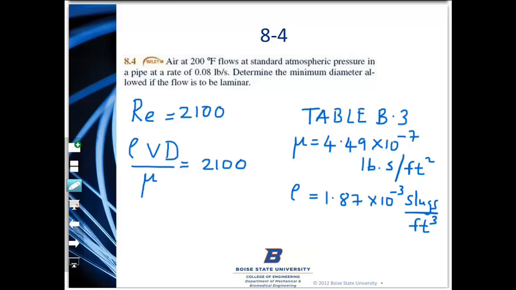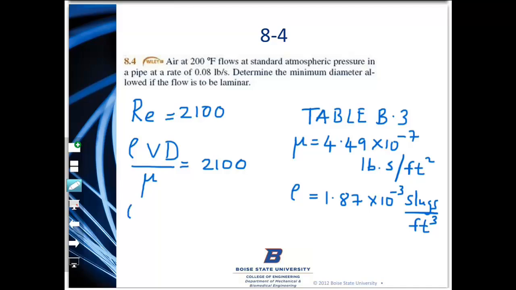Okay, so we know the density now, we know the viscosity, we know that we want to find the diameter, but we don't know velocity at this point. But we were given that it flows in a pipe at a rate of 0.08 pound per second. Let's see how we can use that.